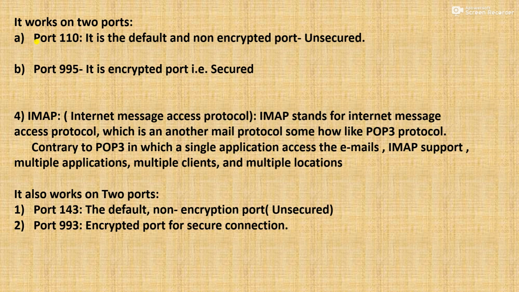Now fourth is IMAP, that is Internet Message Access Protocol. IMAP stands for Internet Message Access Protocol, which is another mail protocol, somewhat like POP3. Contrary to POP3, in which a single application accesses the email, IMAP supports multiple applications, multiple clients, multiple locations. It also works on two ports, 143 and 993. 143 is unsecured, and 993 is the encrypted, secure version.